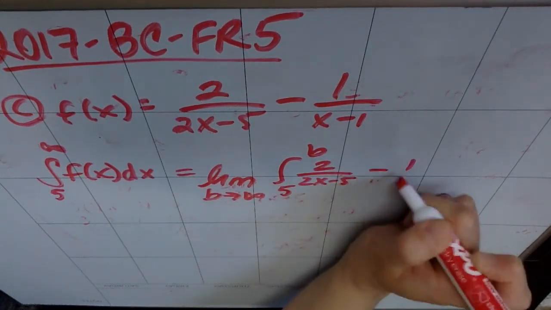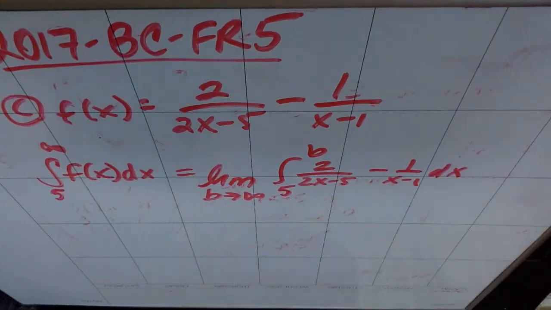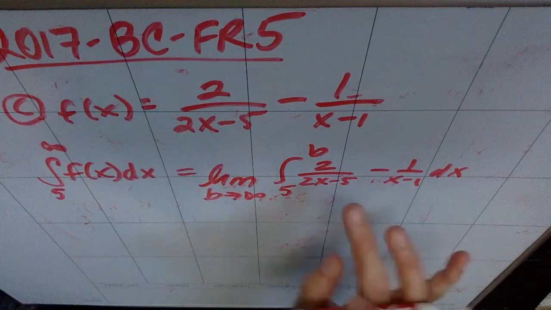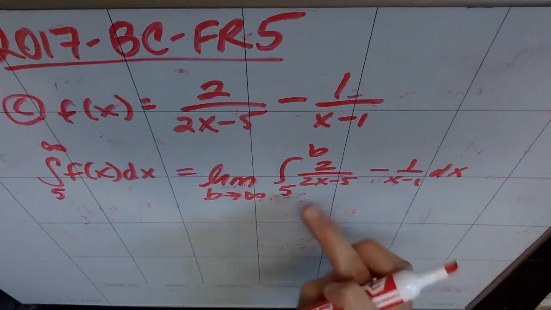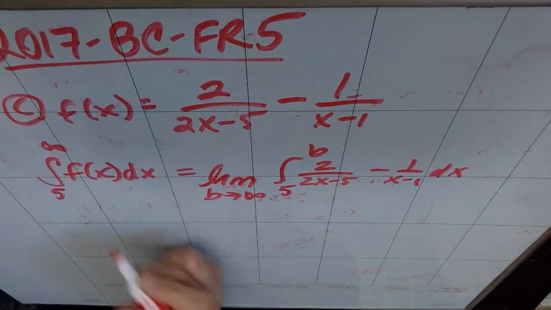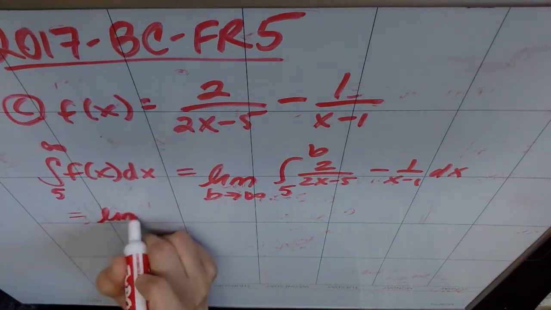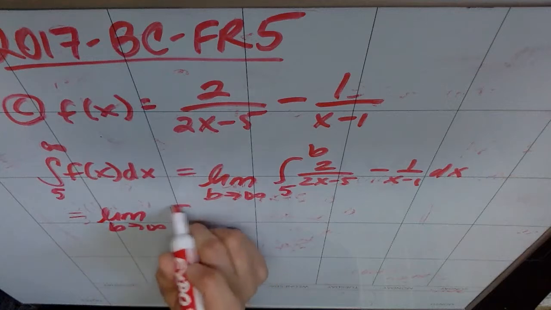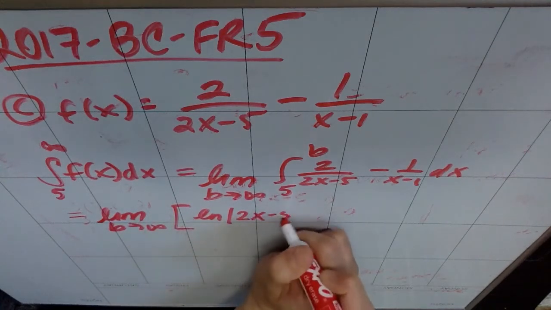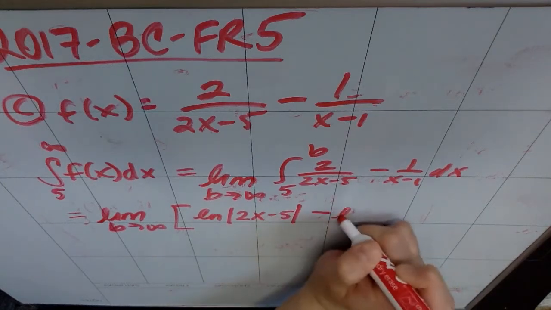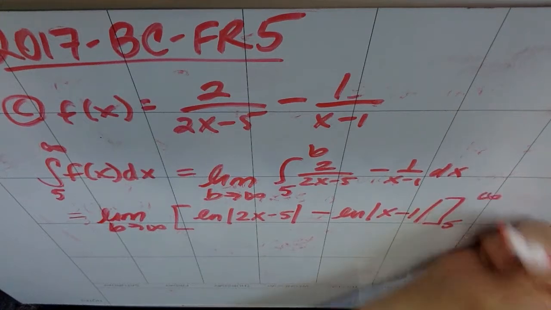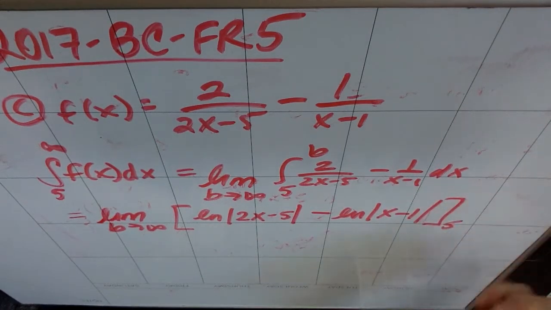Now, both of these are pretty straightforward natural logs. If you need u substitution, that's fine. Your u would be the 2x minus 5, so your du would be a 2 dx, which would work out. There's that 2 you want, and your u would be the x minus 1, and your du would just be a dx. So you end up getting that this is the limit as b approaches infinity of a natural log of the absolute value of 2x minus 5 minus the natural log of the absolute value of x minus 1, again, evaluated from 5 to infinity. Sorry, 5 to b, my bad.